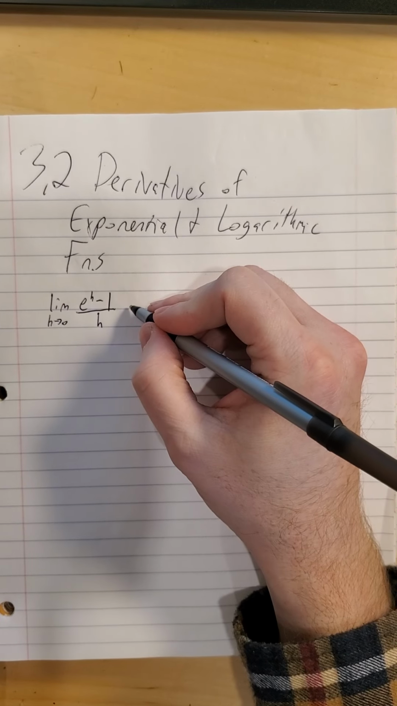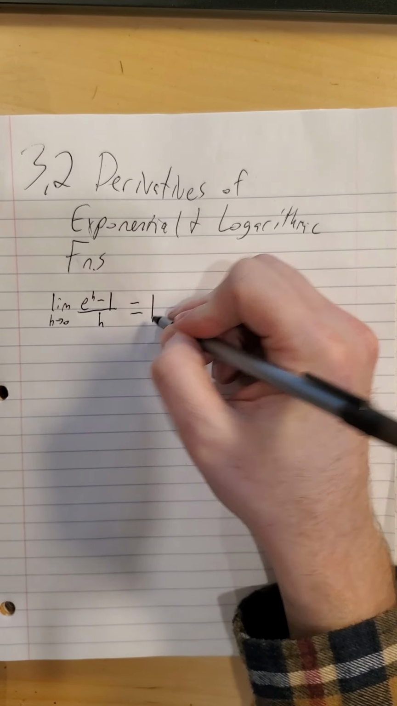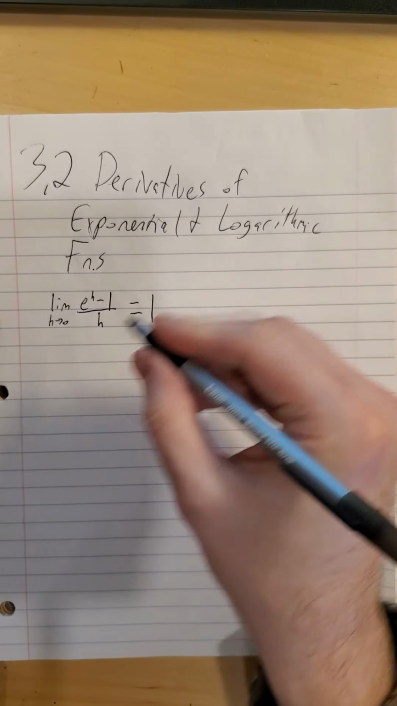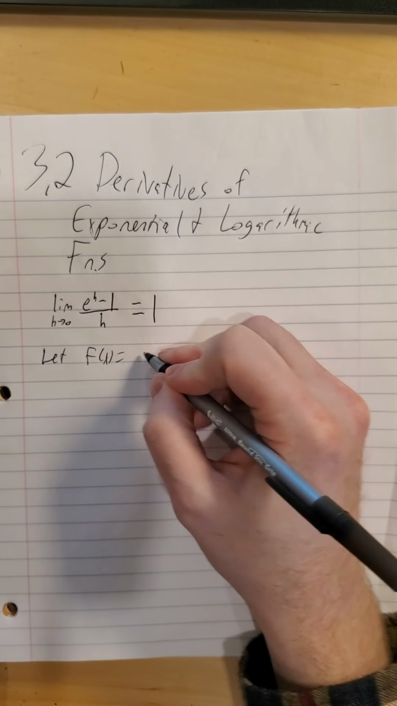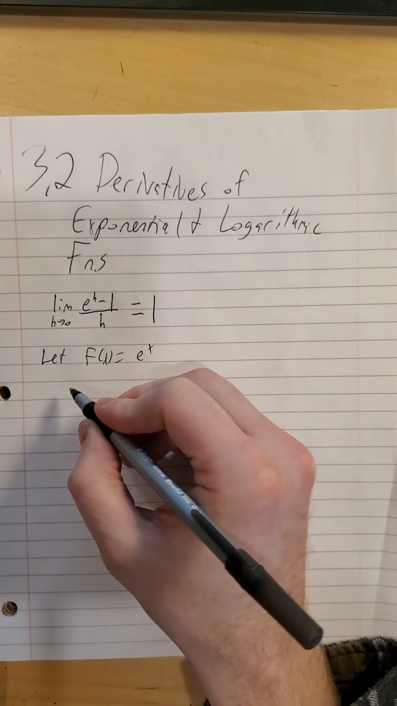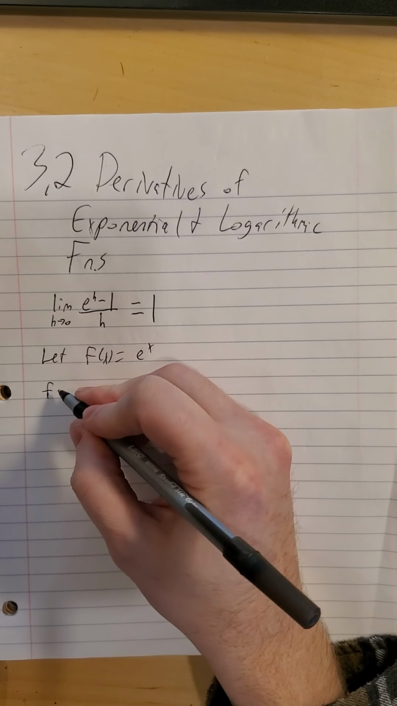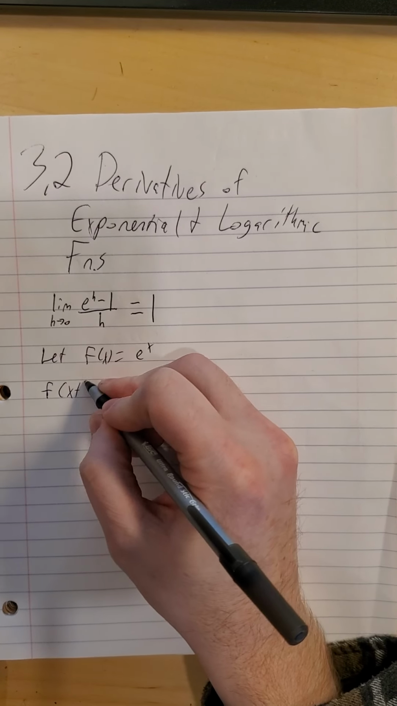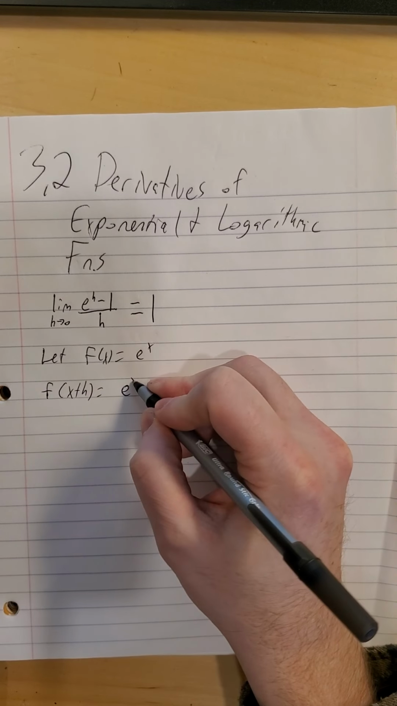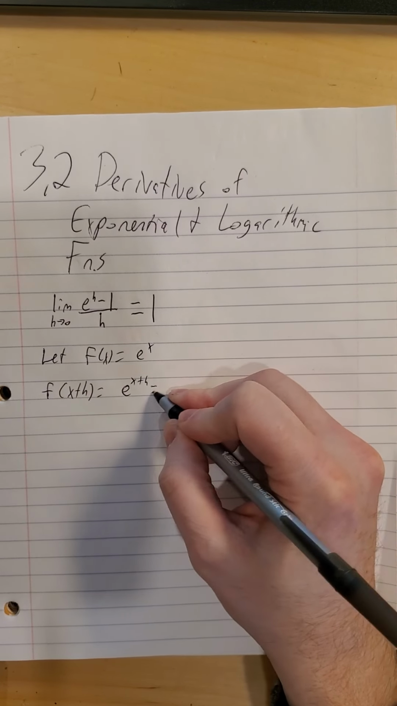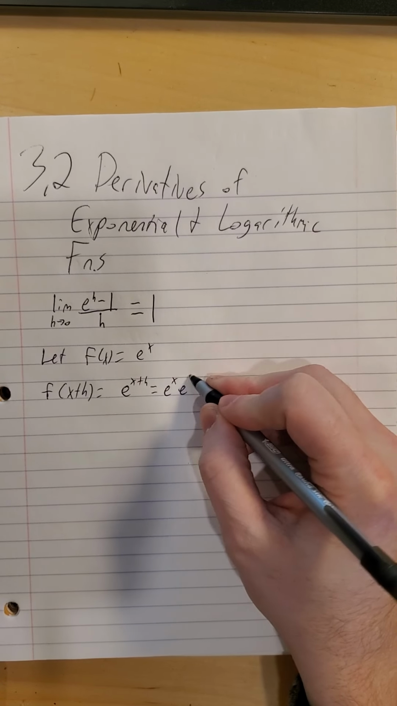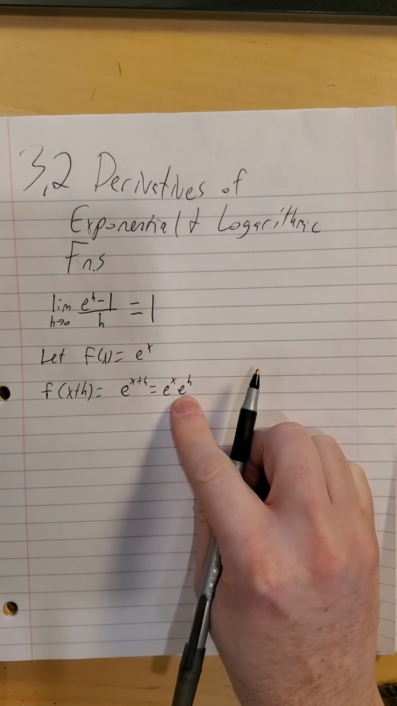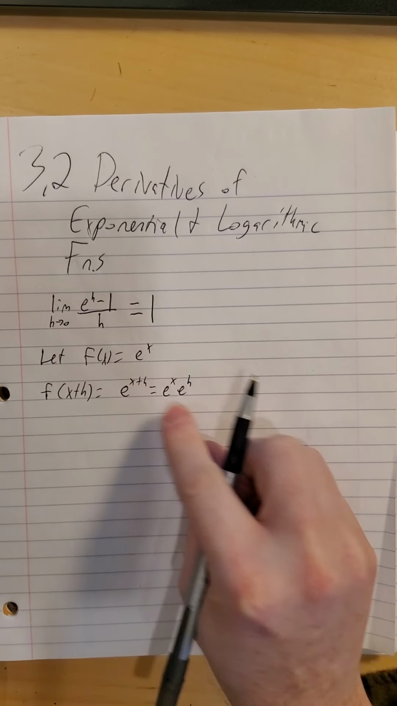Welcome back. Hopefully you saw that this limit is 1. That's going to come in handy in a moment. So we're going to let f of x equal e to the x. And f of x plus h is e to the x plus h, which we can also think of as e to the x times e to the h. Multiply with the same base, shortcut is add those exponents up.